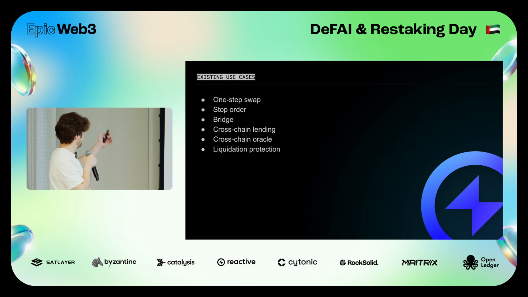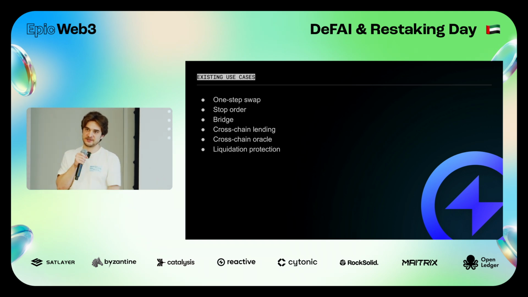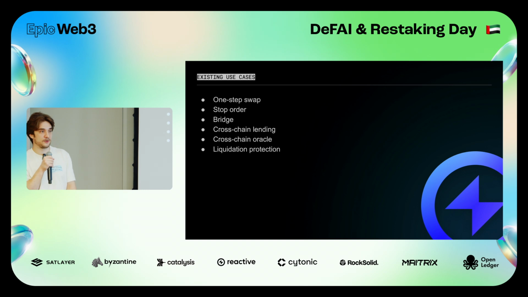These are the following use cases. One-step swap, where you don't need to approve funds first and then swap them with several transactions clicking in your MetaMask. You can simplify this workflow for your users by automating it. A reactive smart contract listens to an approval event and then does the swap automatically.